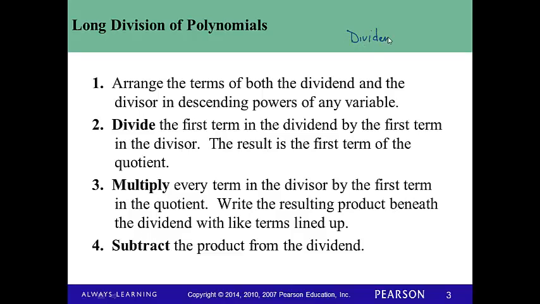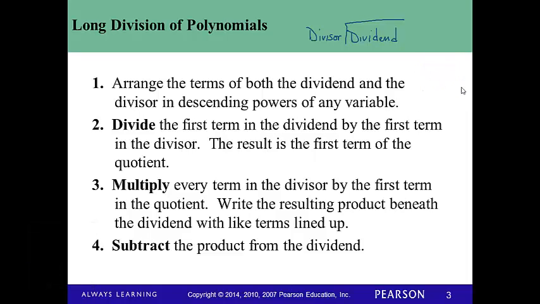Step 1 says arrange the terms of both the dividend and the divisor in descending powers of any variable. Let me give you an example. We had x squared plus 2 minus x. First of all, we have to put in descending powers, so the new way would be written as x squared minus x plus 2. And if we were missing a term, we will use 0 as a placeholder.